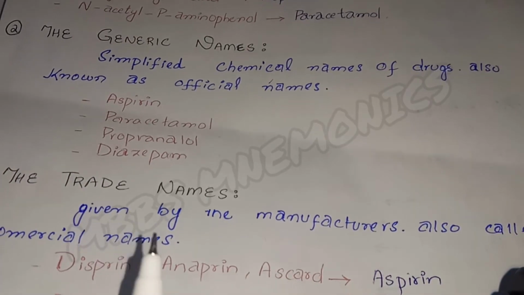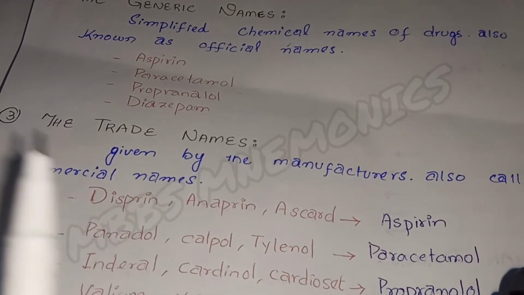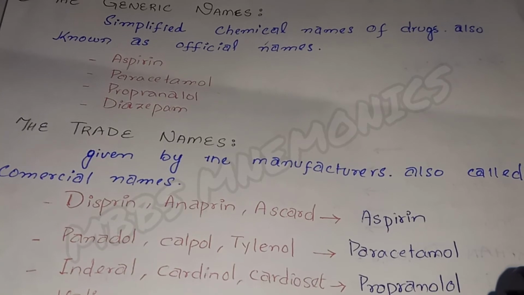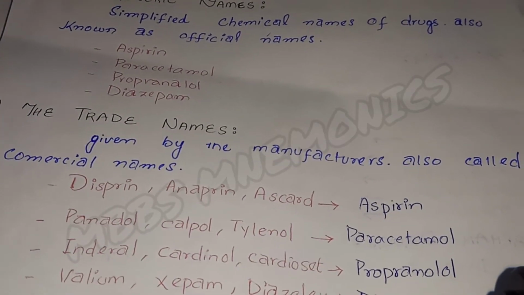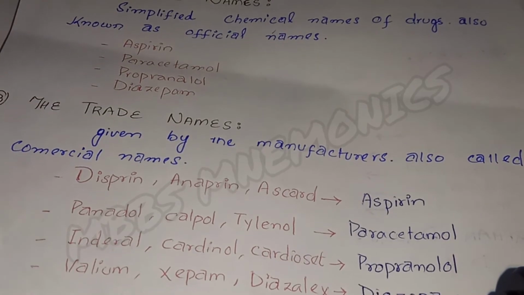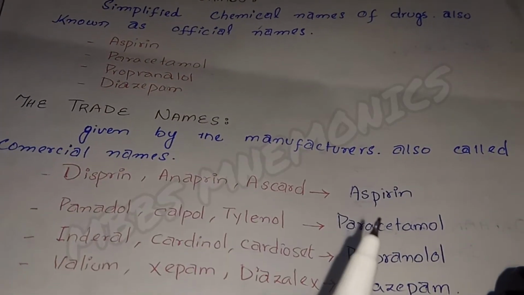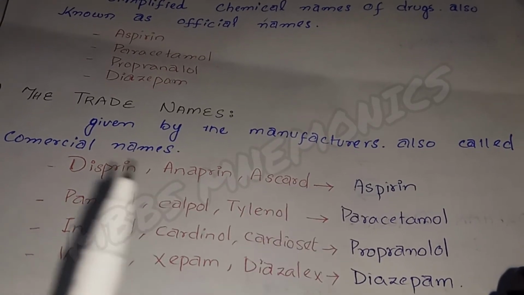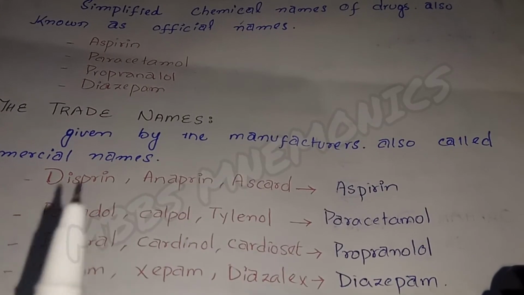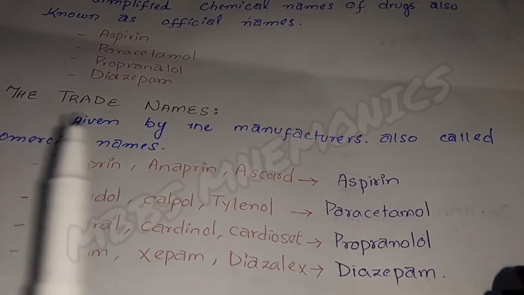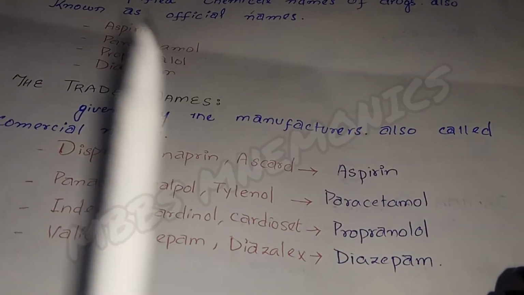Then we have the trade names. They are given by the manufacturers, and they are also called commercial names or brand names. Different manufacturers of different companies give different trade names to the same drug. Like aspirin, it's a generic name of that drug, so different companies are giving different trade names to aspirin, that is Disprin, Anaprin, Ascot, and many others which are not mentioned here.